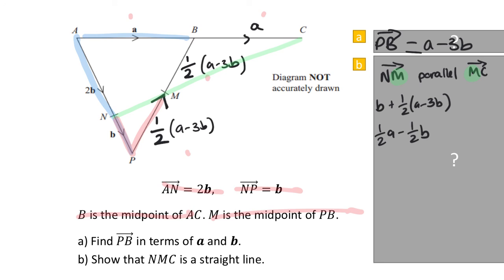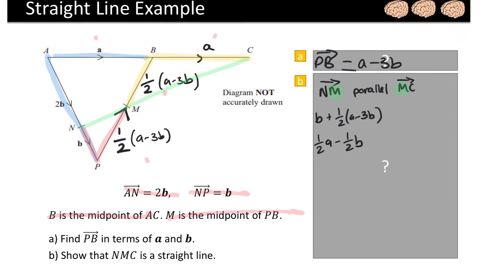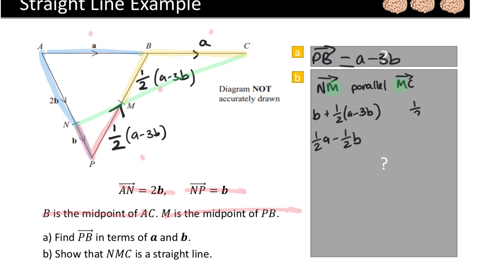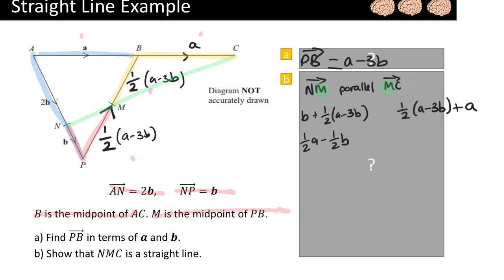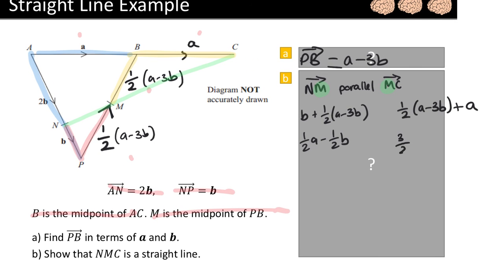Okay? Then I now need to do MC. So I'm going to start at M. So now I'm going to do MB to BC. So MB is a half A minus 3B plus BC, which is A. Okay, so a half A, so I'm going to get 3 over 2 A minus 3 over 2 B.